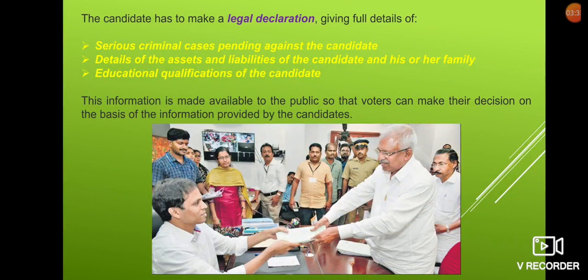The candidate has to make a legal declaration giving full details about himself or herself. The important details which are required are the serious criminal cases pending against the candidate, details of the assets and liabilities of the candidate and his or her family, and educational qualifications of the candidate. This information is made available to the public so that voters can make their decision on the basis of the information provided by the candidates.